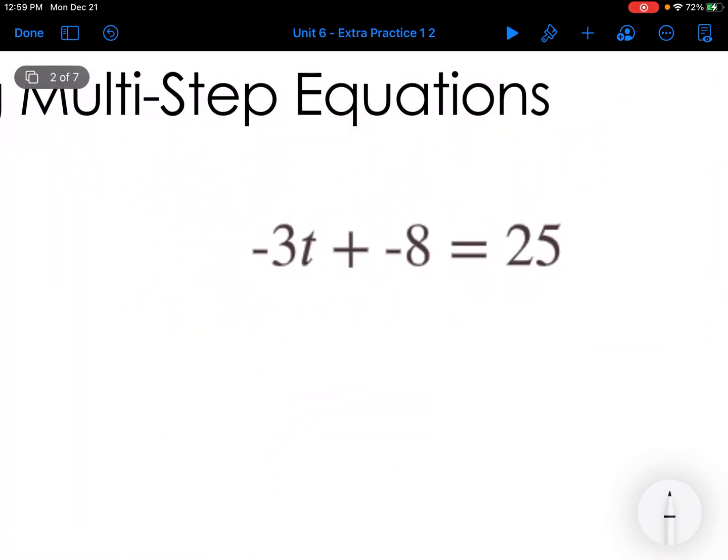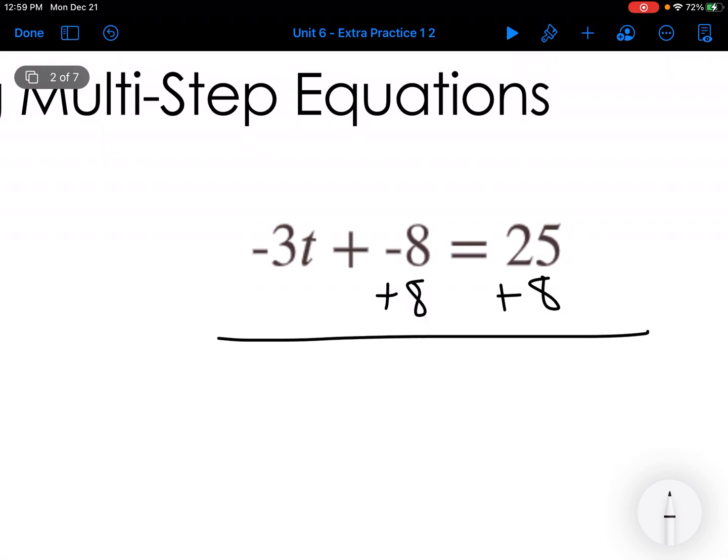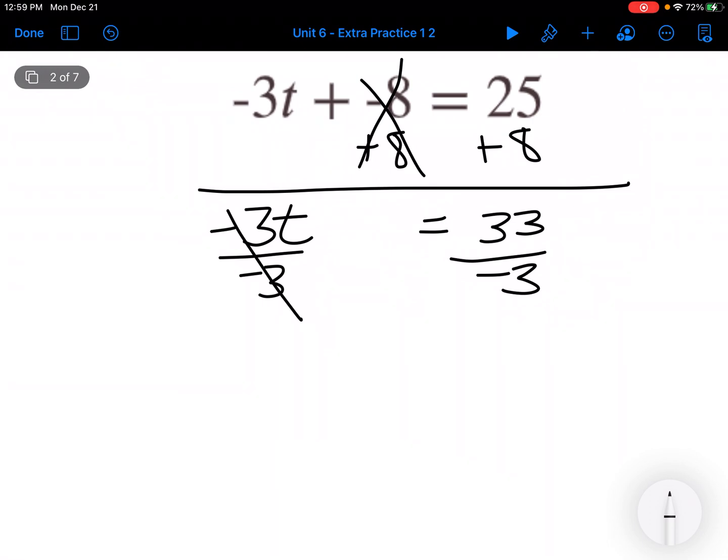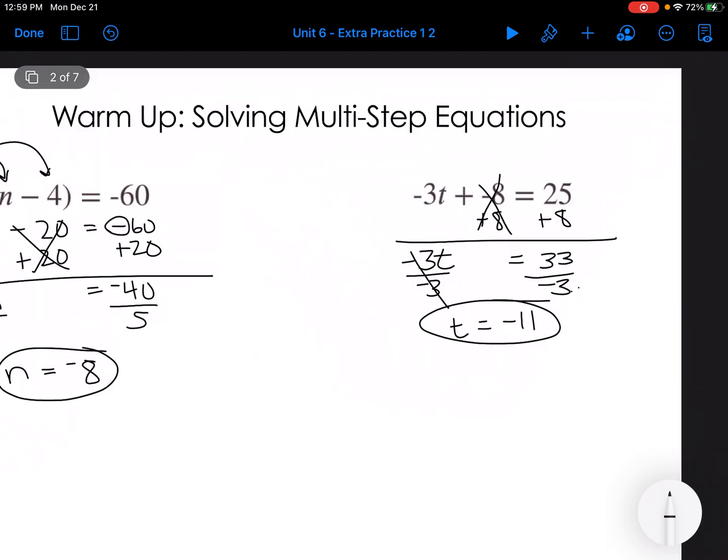Same thing here. I'm adding a negative 8, so to zero out, I'm going to add a positive 8. All right, my signs are the same, so I'm going to add, and I get 33. This zeroes out, and I have a negative 3t. Now, if I multiply by a negative 3t, I have to divide by a negative 3t, because I just want to know what it is for just one. So I'm trying to get that t isolated or by itself. So t equals negative 11. Because the signs are different, the sign of my answer is going to be different.